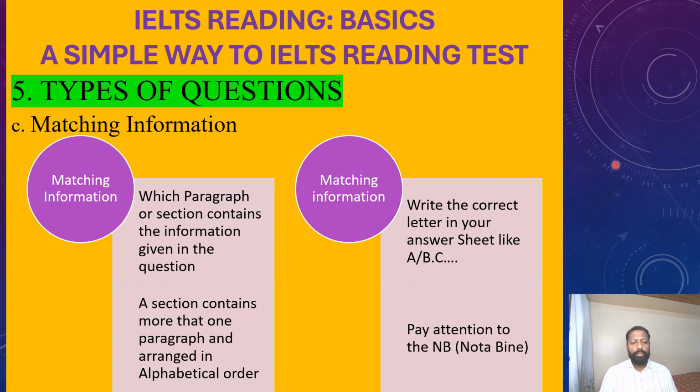Now the other information: a section contains more than one paragraph, and they are arranged in alphabetical order. So that is the important thing. So normally, what is a paragraph and what is a section? A paragraph is a single paragraph, whereas a section would be more than one. So a section pertains to more than one paragraph. It can be 2 or even 3 small paragraphs, and can be a single section.